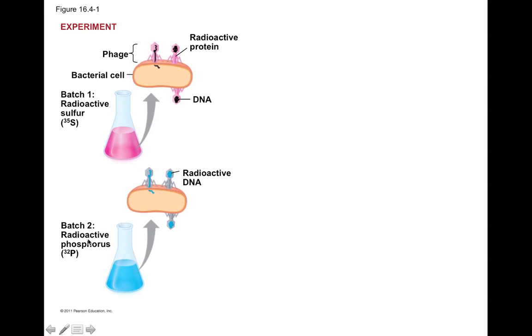They also used a similar system, but they used radioactive phosphorus. Now, there's no phosphorus in protein, but there is phosphorus in that sugar phosphate backbone of DNA. Okay, so they had 2 parallel experiments. One where they had radio-labeled sulfur, making radio-labeled protein, and one where they had radio-labeled phosphorus, producing radio-labeled DNA.